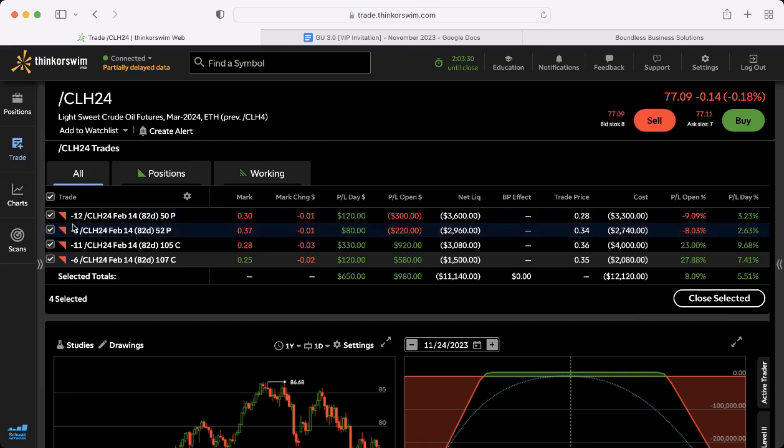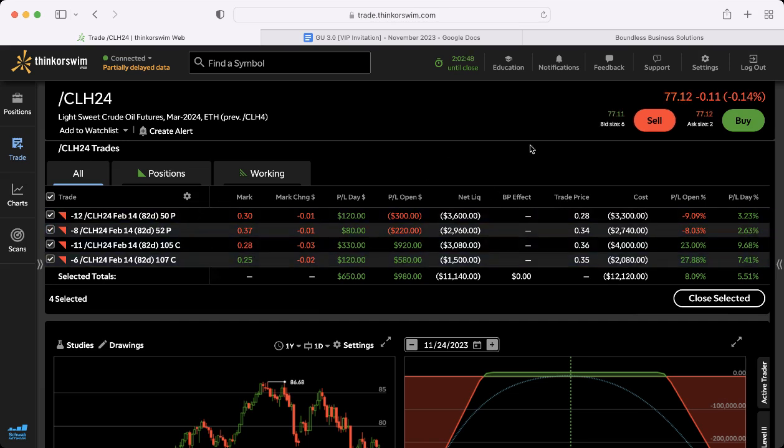So back here to our positions, we've sold 12 of the 50 puts. And by the way, this number in parentheses, 82 days, is the lifespan this option has, as it expires on February 14th. So again, one more time, we're short 12 contracts of March crude oil with a February 14th expiration, 82 days until expiration, and this is a 50 put. Currently, the price of that, your mark here, is the current price of the option.